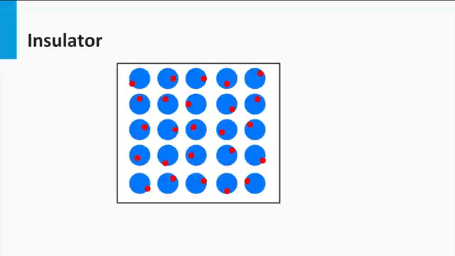Materials which do not conduct electricity are called insulators. In insulator materials, the ocean of free-moving electrons is missing. All electrons are bound to the background atoms. As you can see in the figure, the red dots represent the electrons and are glued to the blue atoms.